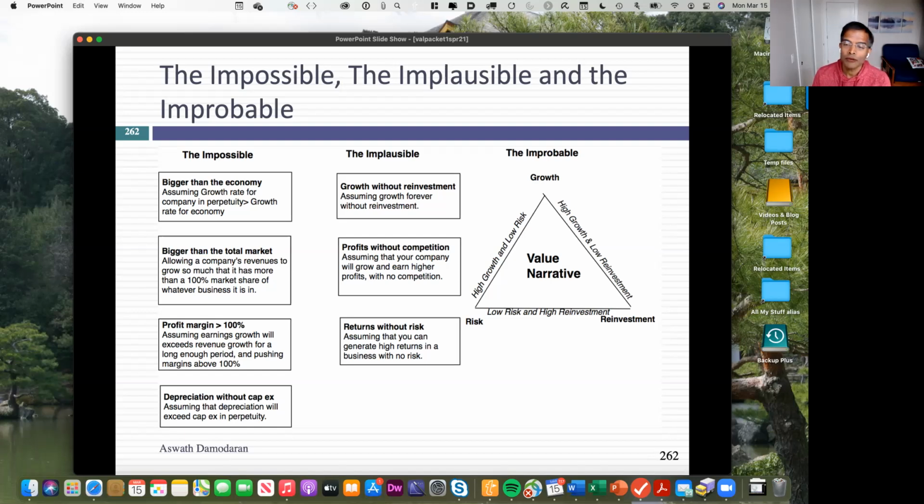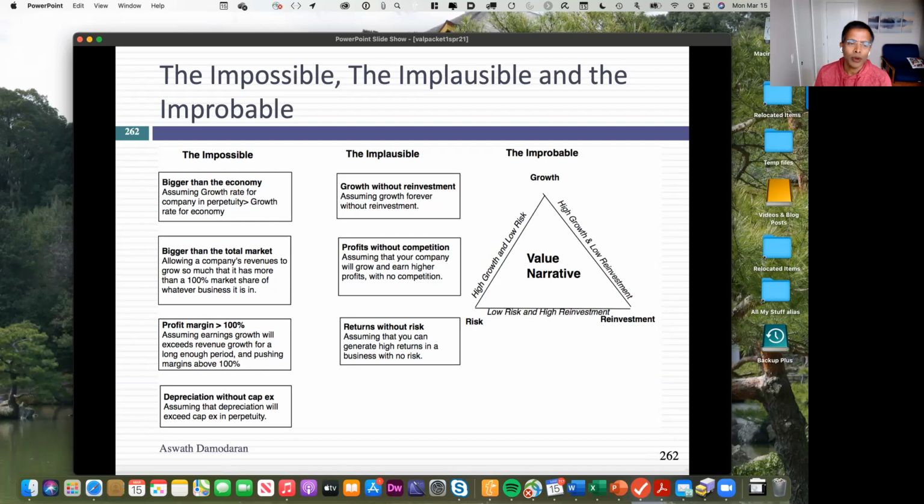I saw a valuation of Tesla last week as an automobile company with revenues of $2 trillion. No, even more than that, $2.5 trillion. The problem is the entire automobile market, even if every single car was a Tesla, you wouldn't get that. That's market share greater than 100%.